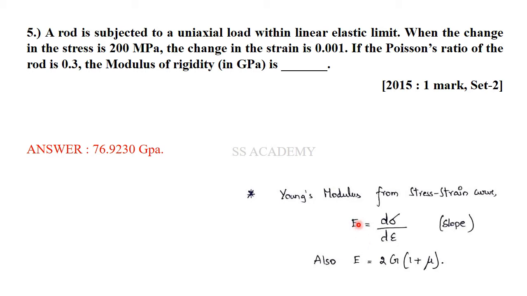We know that just by having two elastic constants, we can find a third elastic constant. Here we are given Poisson's ratio, which is 0.3, and here we have calculated the Young's modulus. Using this E and mu, you will be calculating G. So the G comes out to be 76.9230 gigapascal.